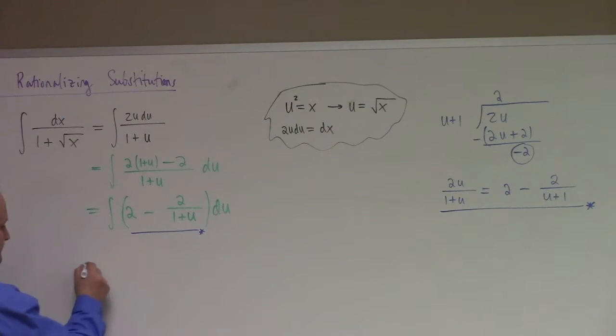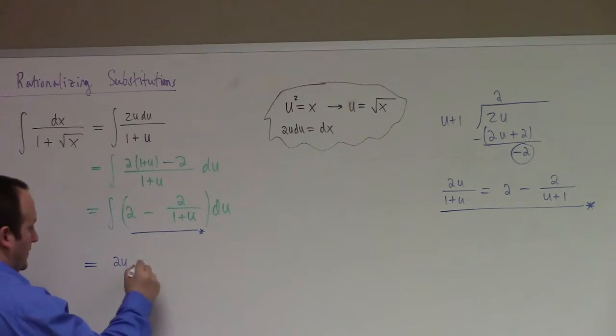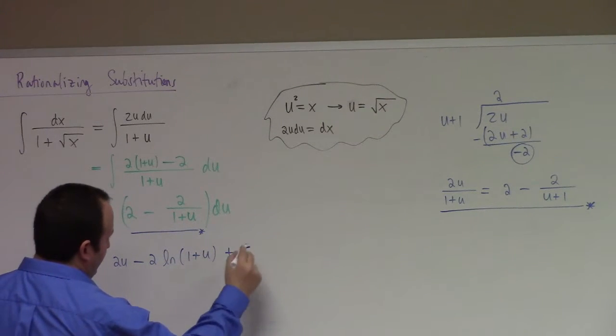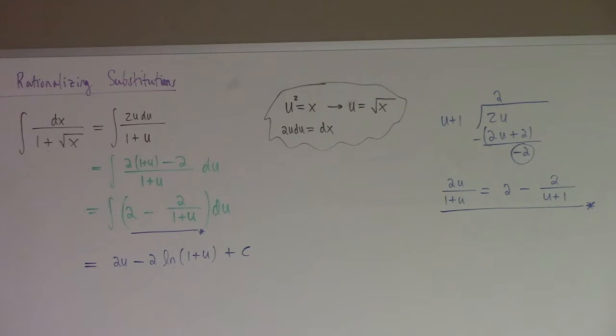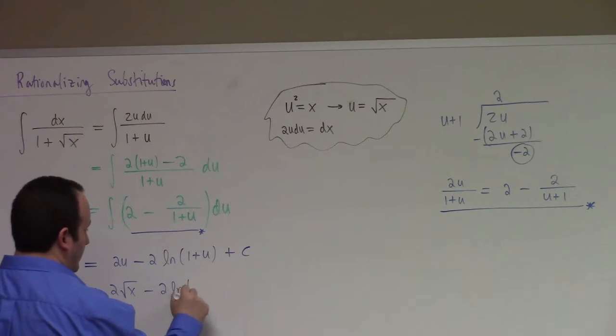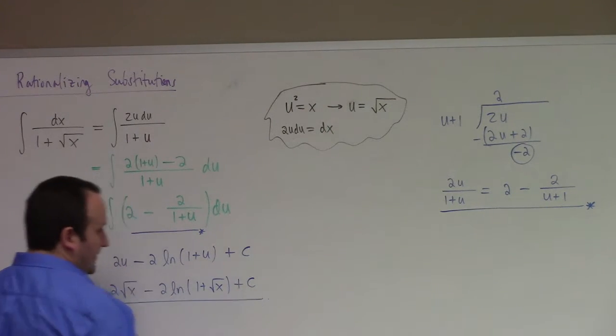What do we get? 2u, right? Now I can safely omit the absolute value bars here because it's pretty clear that 1 plus u is positive. So the absolute value bars here would be redundant. And then I'm not done, right? I have to go back to what? X. Yes. So this gives me twice the square root of x minus 2 times the natural log of 1 plus the square root of x plus a constant. There you go.